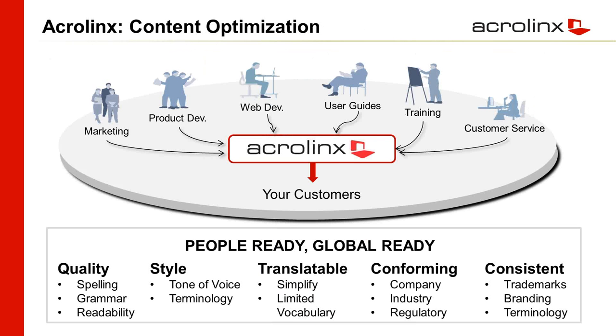What Acrolinx does is help you optimize your content by bringing automation to the process of creating content that's consistent, understandable, and findable. We can work with all different parts of the organization who are creating content and connect them together to your customers, so that they all talk with the same terminology. In some cases, you may want the same style, the same tone of voice. How personal, how friendly, or how formal do you want to be in how you speak? Acrolinx does spelling and grammar checking, and can check for reading grade level, so that you can target the education level of your audience.